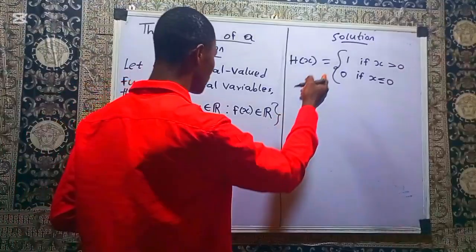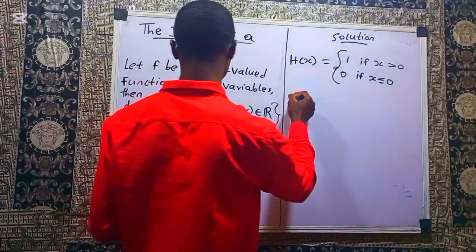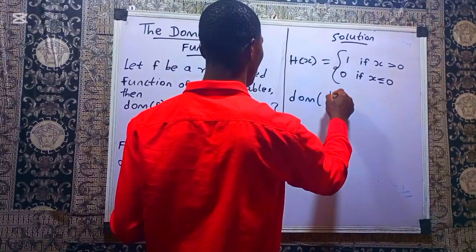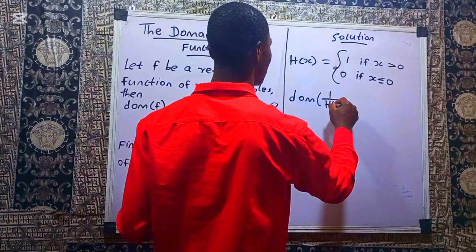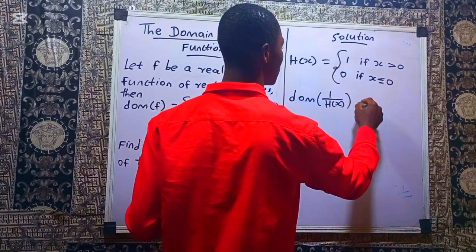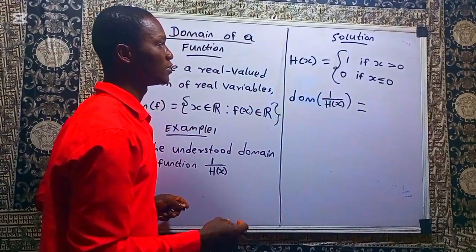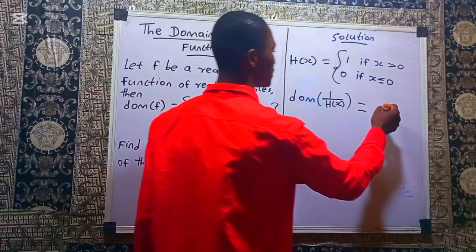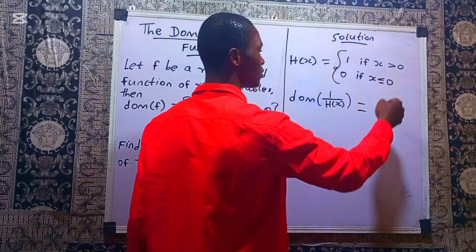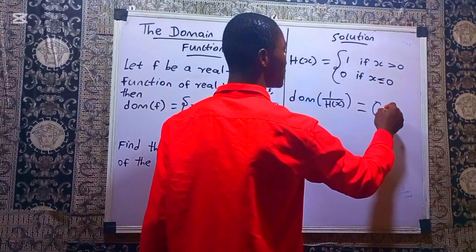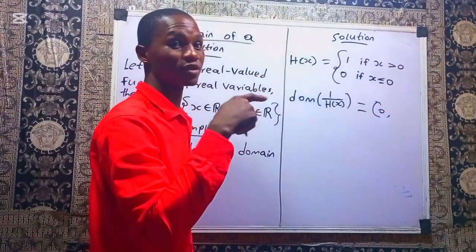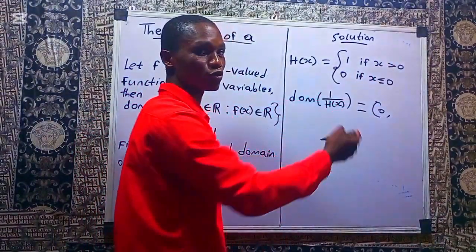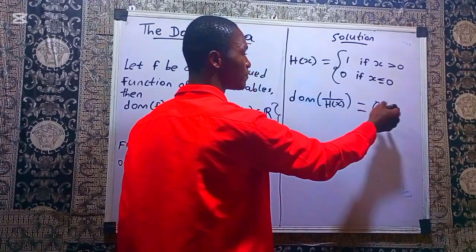So this implies that the domain of 1 over Heaviside of x, because this is the function we have, will be the set of all x such that x is greater than 0. That's from 0 upwards, right? Something greater than 0 is from 0 upwards, but 0 is not inclusive because it is strictly greater than 0. So you have to use what? An open bracket at the side of 0.